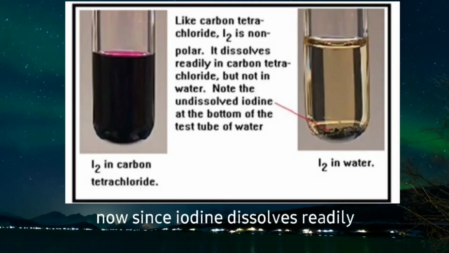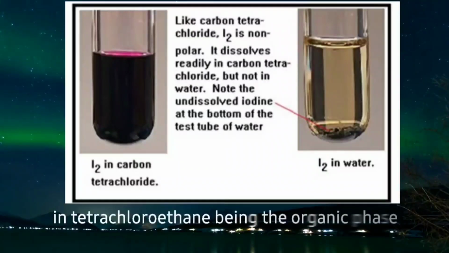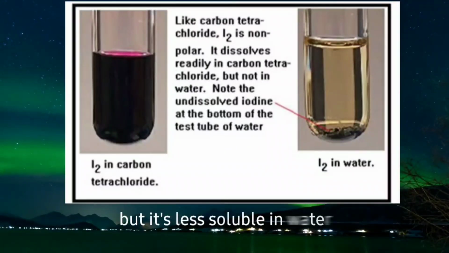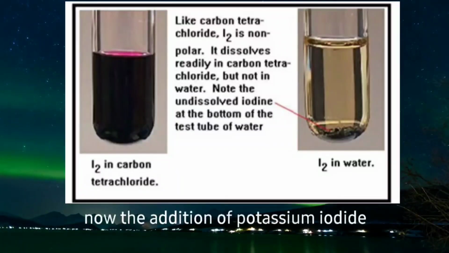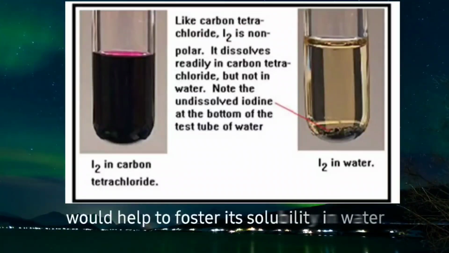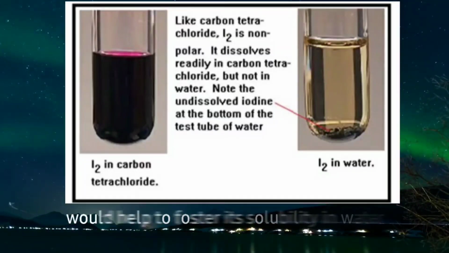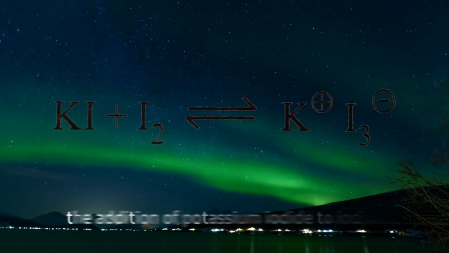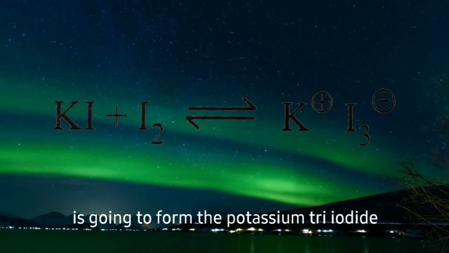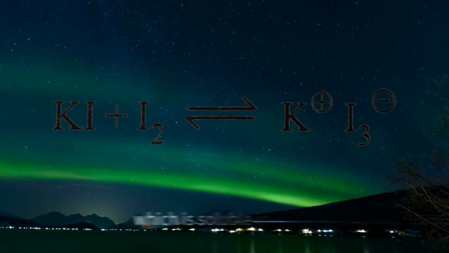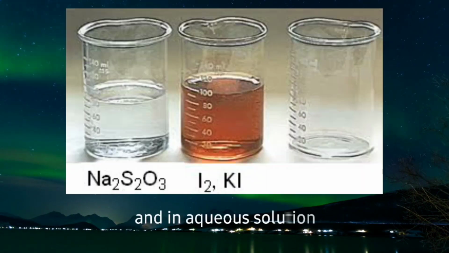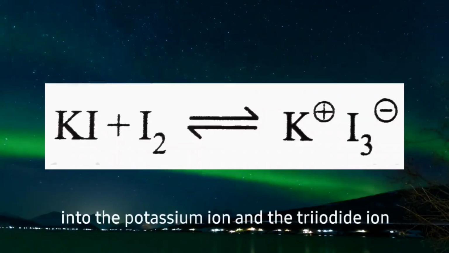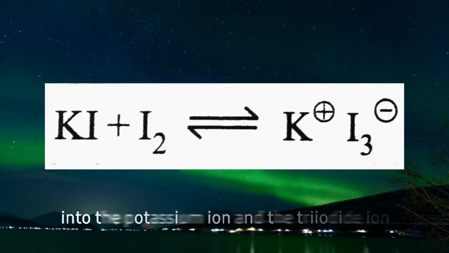Now, since iodine dissolves readily in tetrachloroethane, being the organic phase, but it's less soluble in water, the addition of potassium iodide would help to foster its solubility in water. That means the addition of potassium iodide to iodine is going to form potassium triiodide, which is soluble in water. And in aqueous solution, the potassium triiodide dissociates into the potassium ion and the triiodide ion.